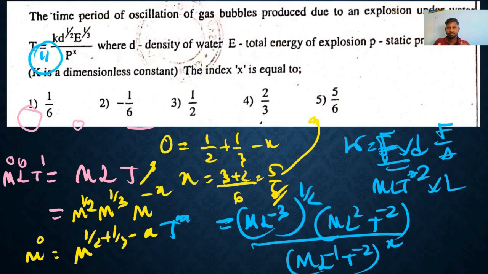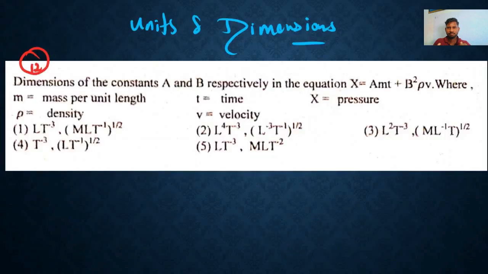Fifth one. Alright students, we are in the 12th question. Dimension of constants a and b respectively in the equation. They're asking a and b, right? So the previous method, I hope you remember: the dimension of this quantity should be equal to this quantity. We know that. And x is pressure.